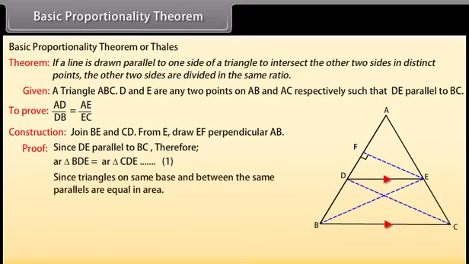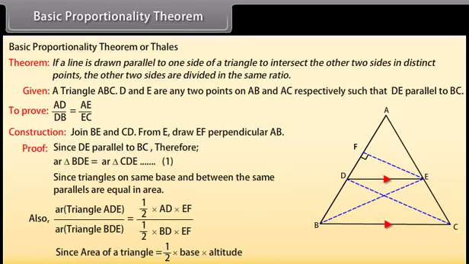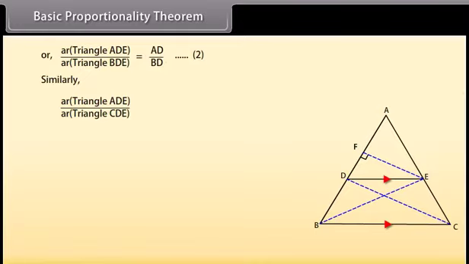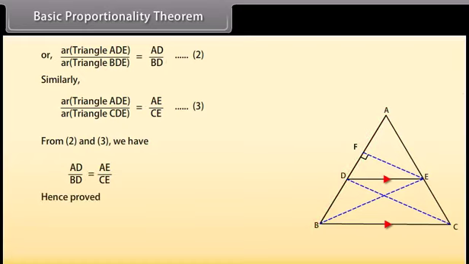Since triangles on the same base and between the same parallels are equal in area, and since area of a triangle is equal to 1 by 2 into base into altitude, area of triangle ADE upon area of triangle BDE is equal to AD upon BD. Mark it as 2. Similarly, area of triangle ADE upon area of triangle CDE is AE upon EC. Mark it as 3. From 2 and 3 we have AD upon BD equals AE upon EC, hence proved.